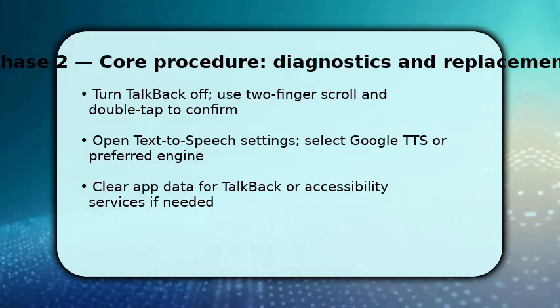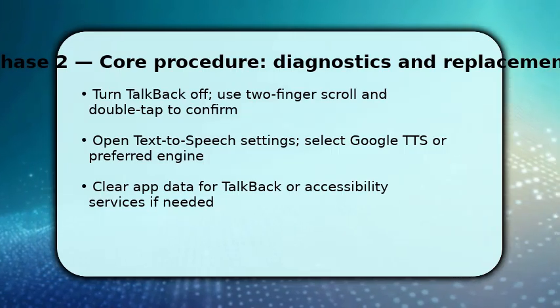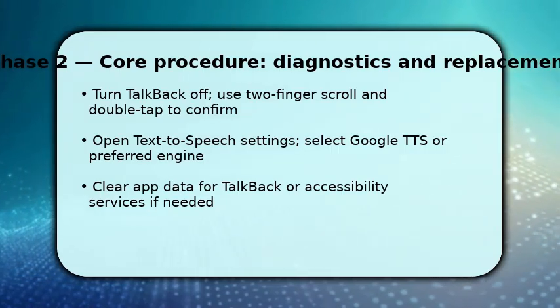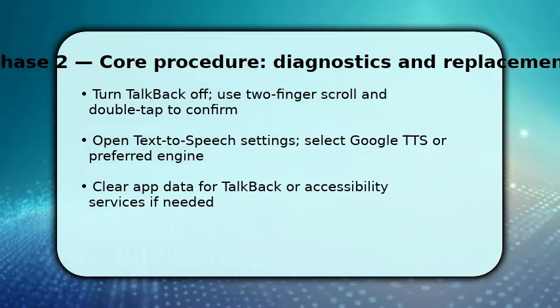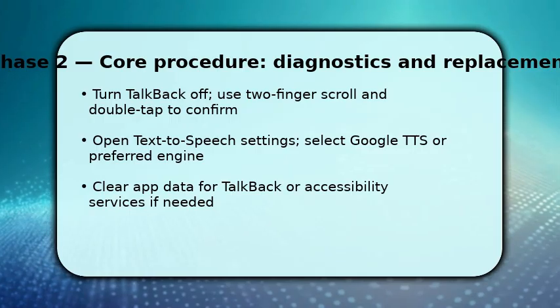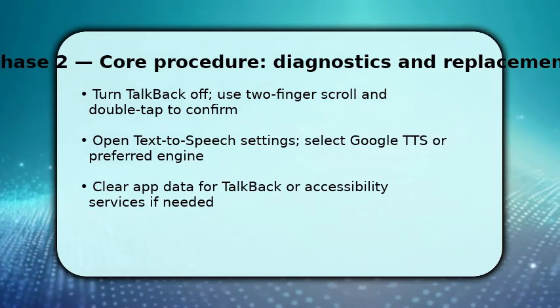Next, go to Apps, Show System Apps, find Talkback or Accessibility Suite, and clear cache and data. This resets corrupted preferences. After clearing, reboot the phone to ensure changes apply. Make sure to use the two-finger gestures only when Talkback is active. They differ from normal navigation.